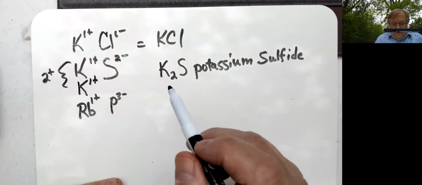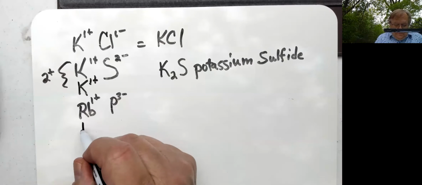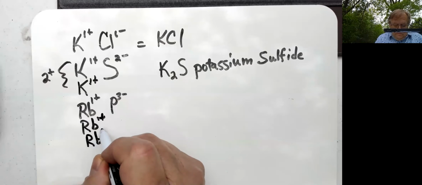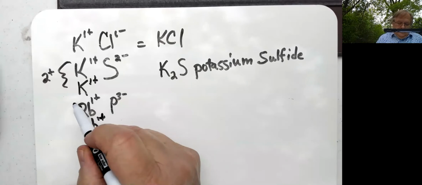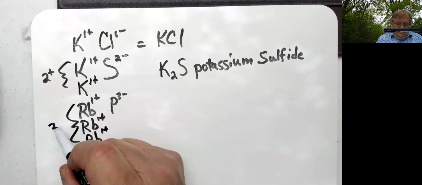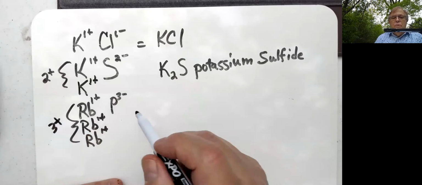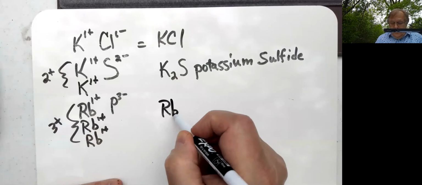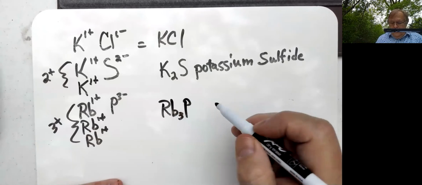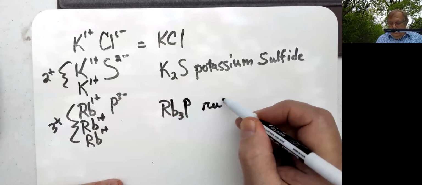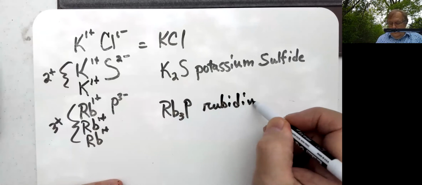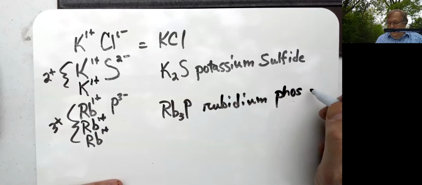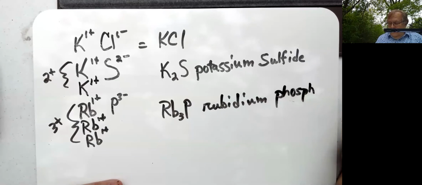All right. So looks like to balance this out, there we go, positive and negative 3. So this is going to be Rb3P. So that's rubidium phosphide.